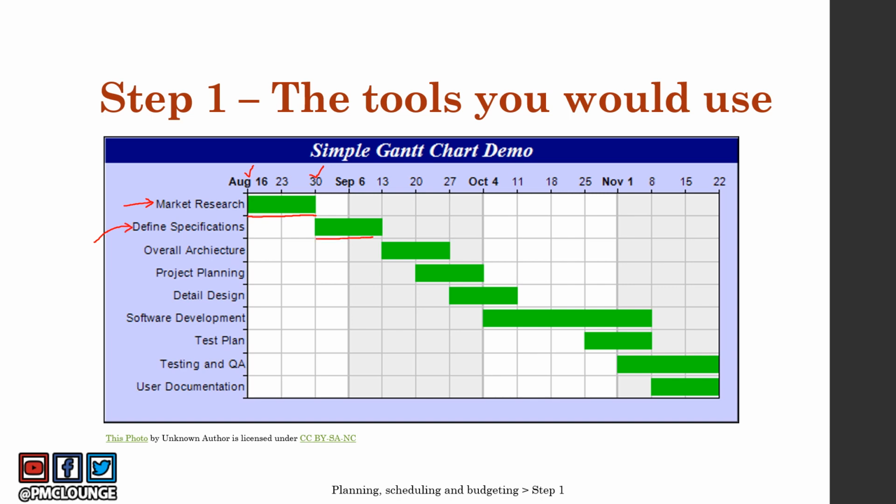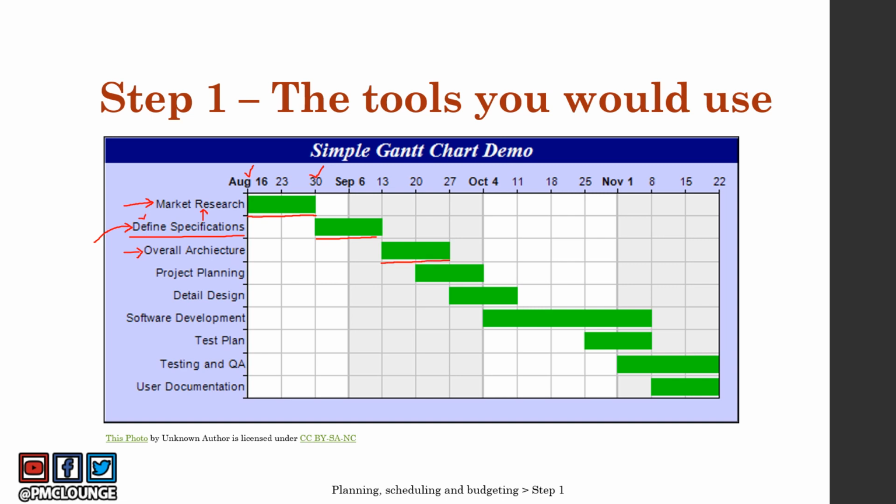Define specification is actually a dependent activity. Unless you're done with market research, you cannot start defining specifications or coming up with requirements. Then you have overall architecture, which is also dependent on the previous two activities.